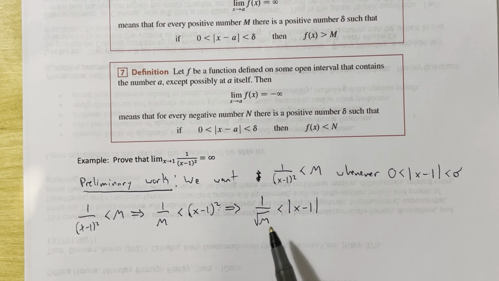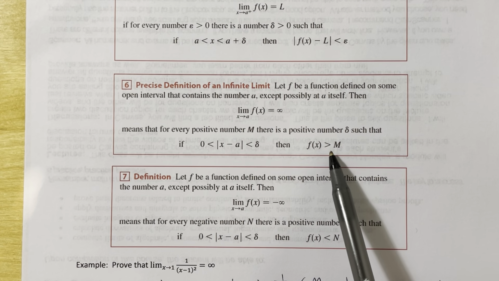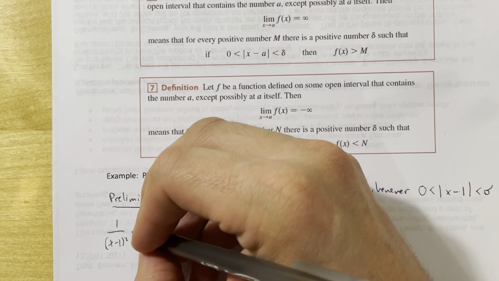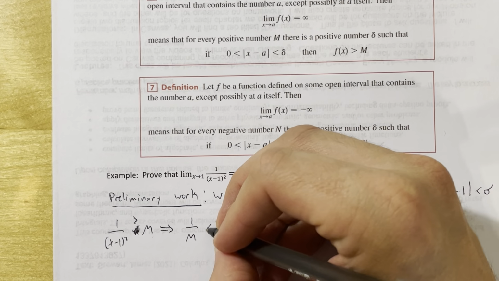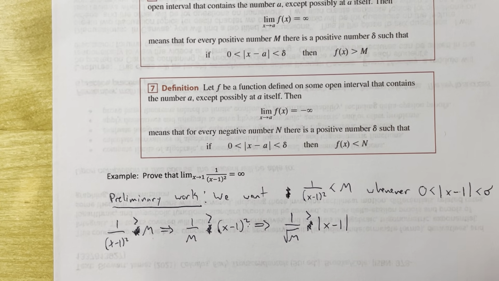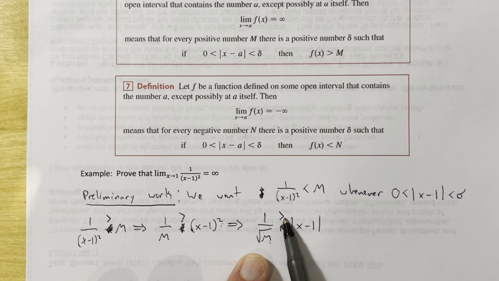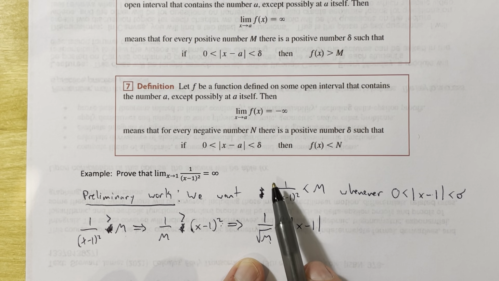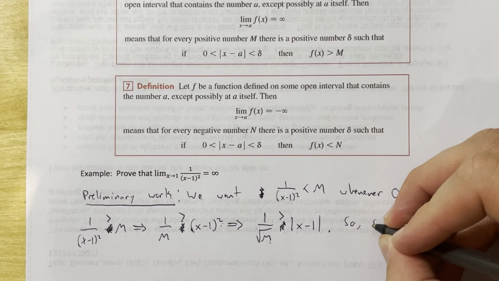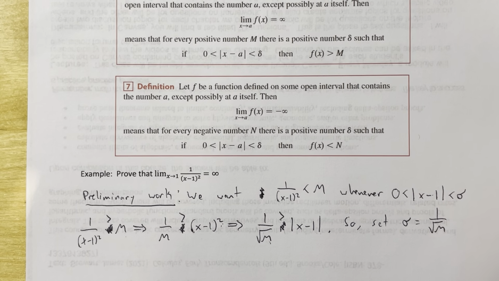Now this, let me see. I think I was using the wrong inequality. I need to change some things. So we needed f of x to be greater than m. I said less than m. I'm using the wrong definition. So that would be greater, greater, greater. Okay, so now look, we found a constant that is strictly greater than the absolute value of x minus 1, which is the role that delta is supposed to fill.